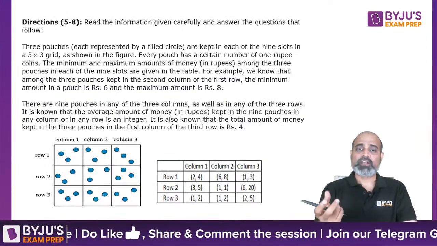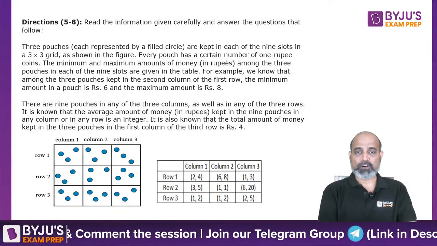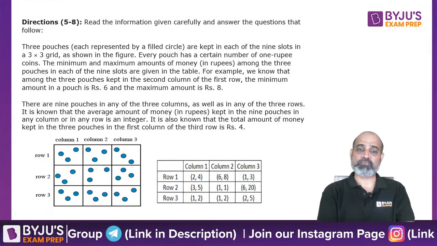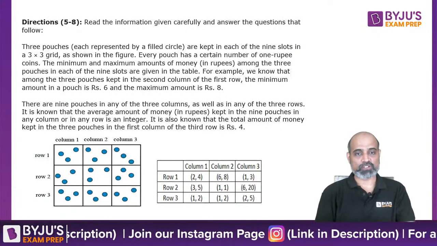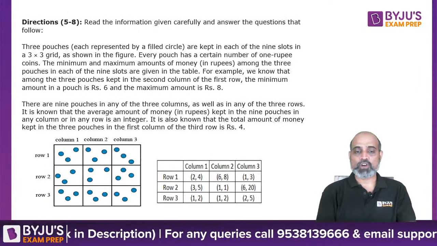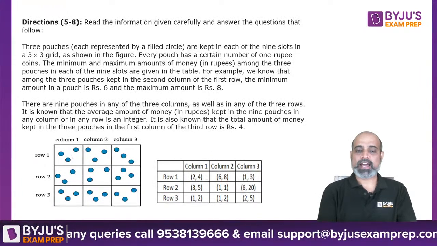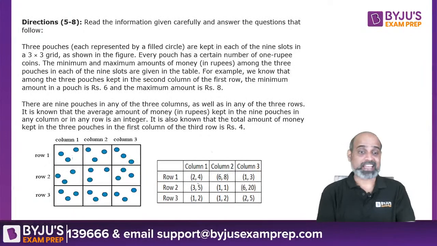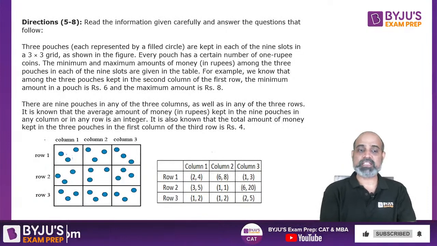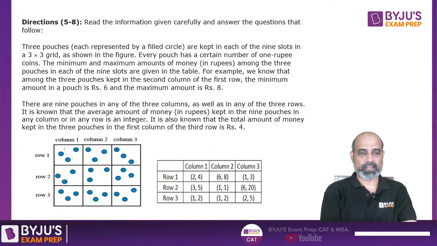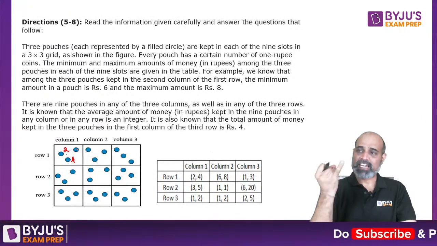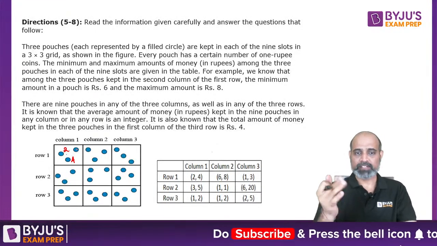They denote pouches. Every pouch has a certain number of 1 rupee coins. The minimum and maximum amounts of money among the 3 pouches in each of the 9 slots are given in the table. So here in the table, it is given that in row 1, column 1, you have the minimum number of rupees in any one of the 3 pouches as 2 and the maximum number of rupees as 4. That means among these 3, one has 2 and one has 4. That is certain. What about the third one? It can be 2, 3 or 4, right?